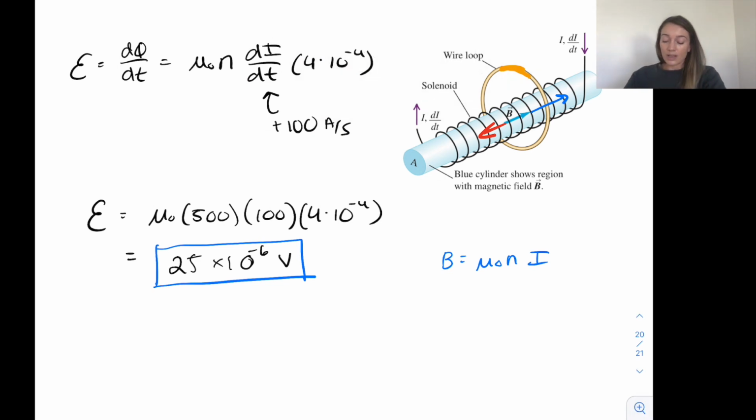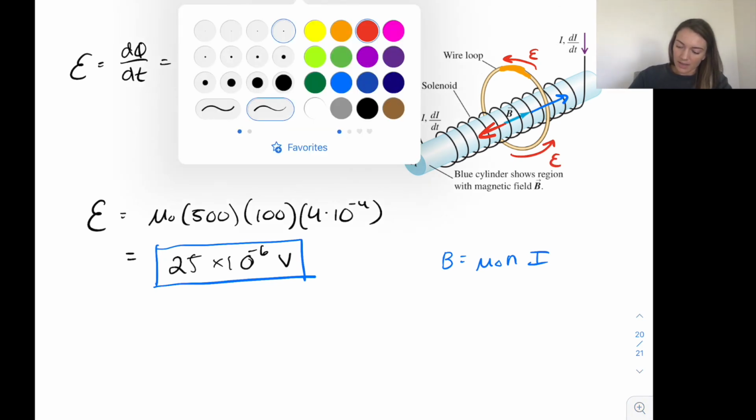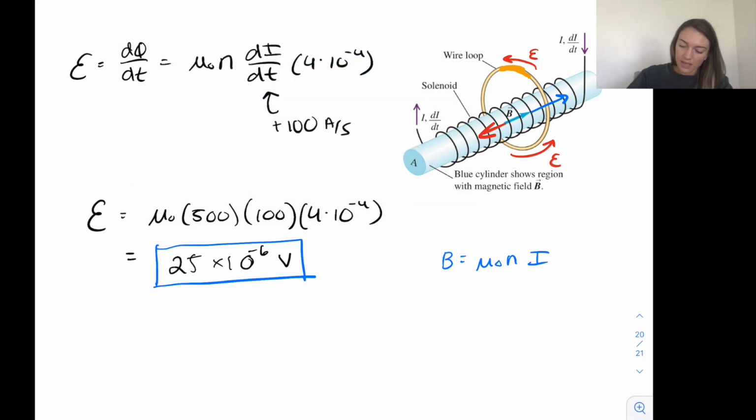So in order to induce a magnetic field to the left, I can use my right-hand rule and say, okay, if my thumb is going to the left, that means I'm going to have a current that is sort of going into the page at the top and out of the page at the bottom. So that's this direction. So my EMF that I induce is going to be in that direction. So we can call that counterclockwise. So that's the magnitude and direction of my induced EMF.